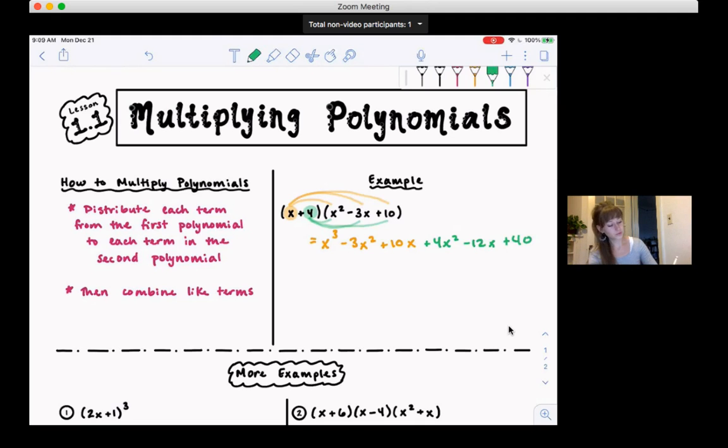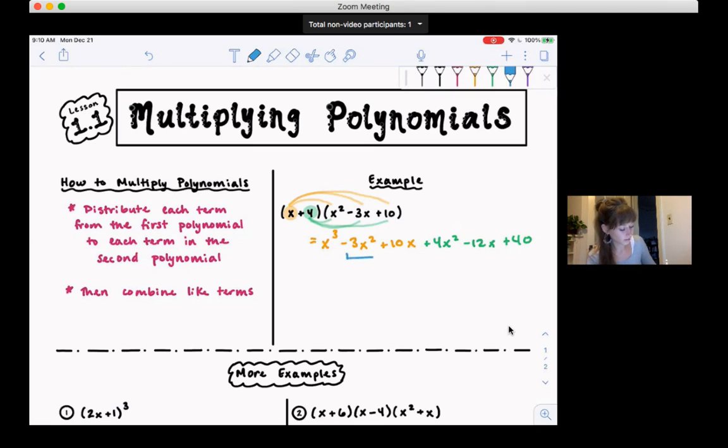All right, so that was all the distribution. We've done all the distributing now. We distributed the x to all three terms. We distributed the 4 to all three terms. So now all we have to do is combine our like terms, and then we're done. So let's look for like terms. Like terms are same variable, same exponent.